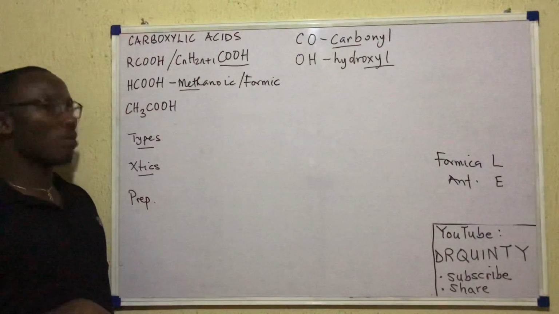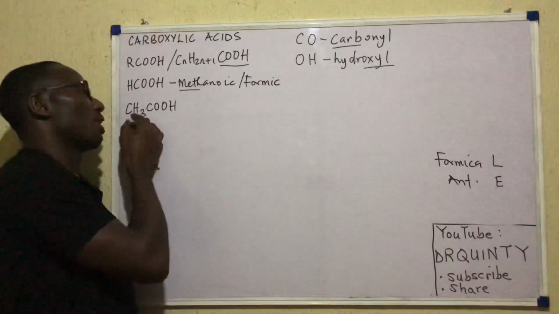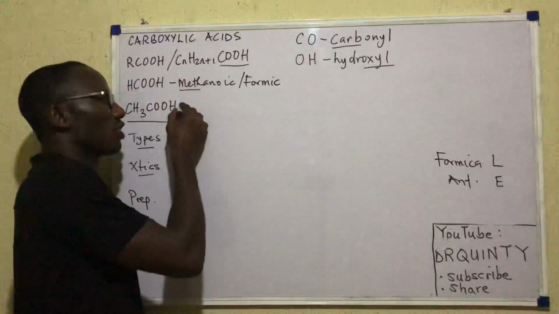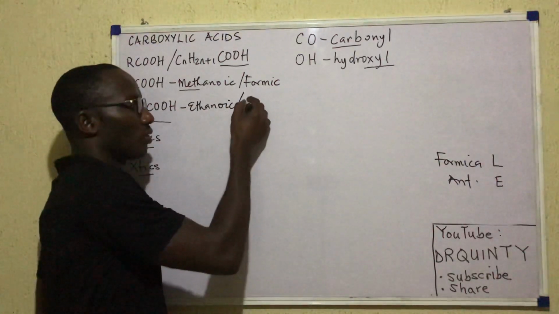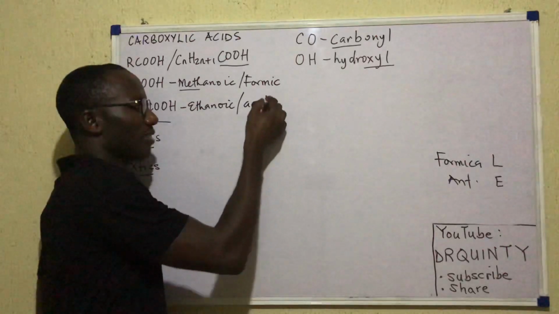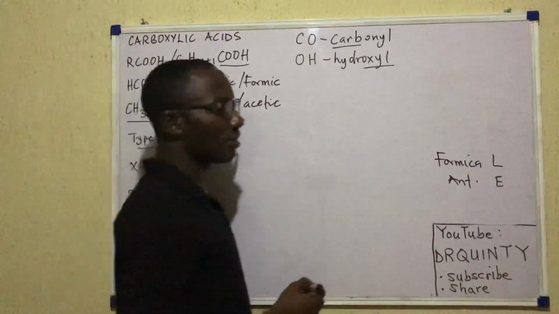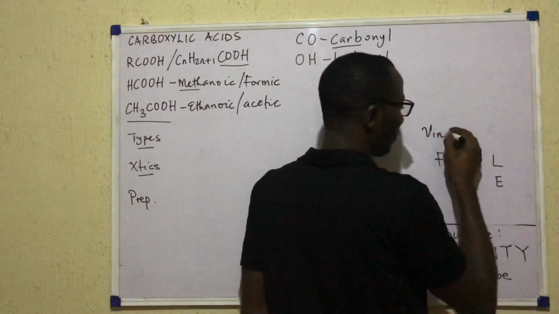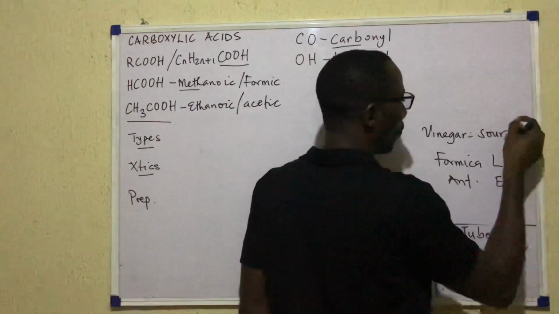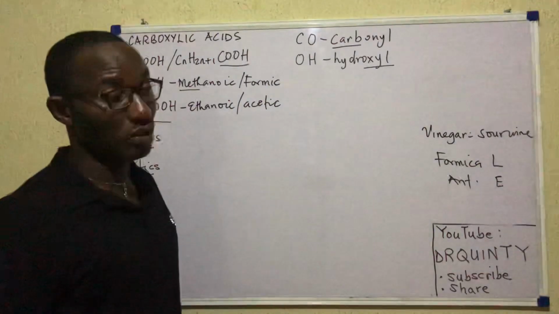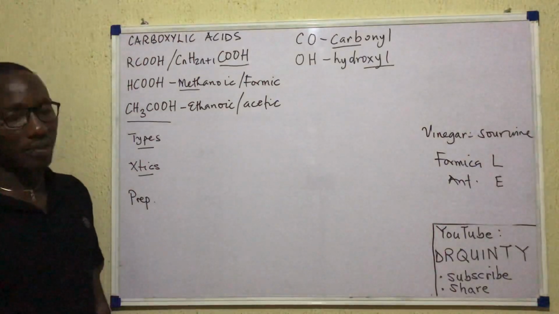Now for the second member, which is apparently the most important member, its formula first is CH3COOH, and its name is ethanoic acid. This ethanoic acid is also called acetic acid. So acetic acid is ethanoic acid, and it is the acid that is found in vinegar. What is vinegar? Vinegar is sour wine. So palm wine that has stood for a long time is called sour wine or vinegar, and in that vinegar there is plenty of ethanoic acid.